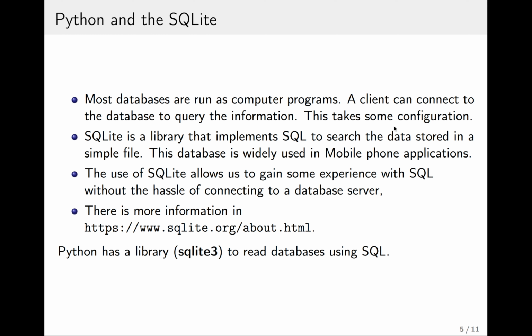So normally what happens is Python will talk to a number of different databases. Sometimes a database is actually running a computer program like a server, and then you can use Python to call the server. However, this takes a bit of configuration. So what we're going to use instead is something called SQLite. This is a library that implements SQL to search the data stored in a simple file. So instead of the database running on a separate server, with SQLite the actual database is stored in a simple file.